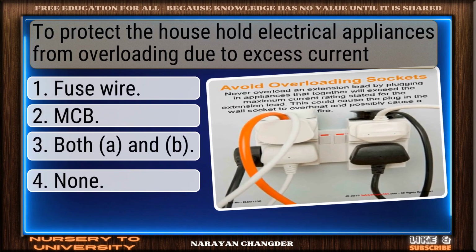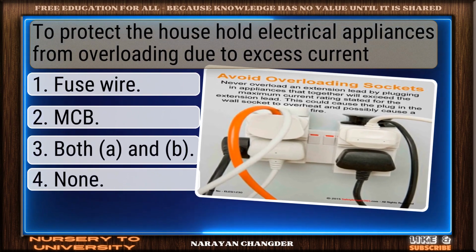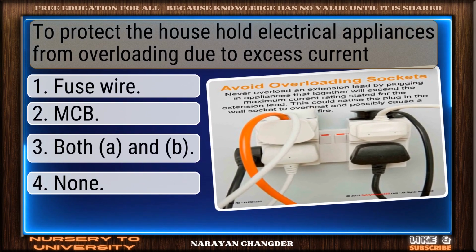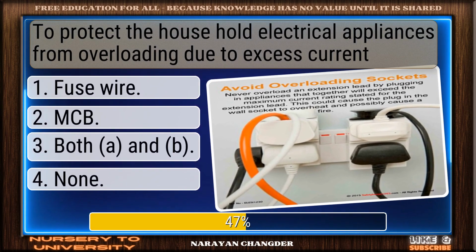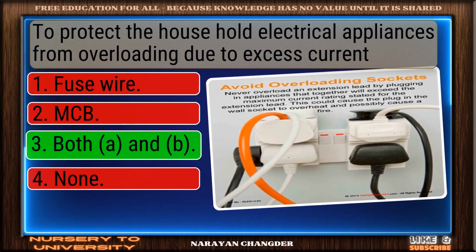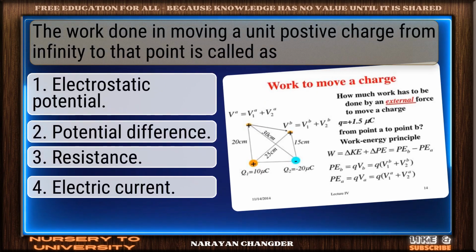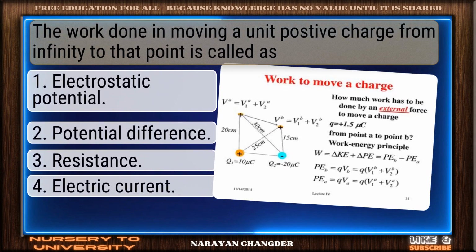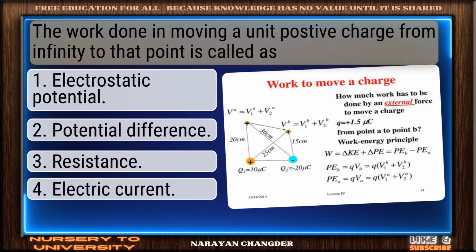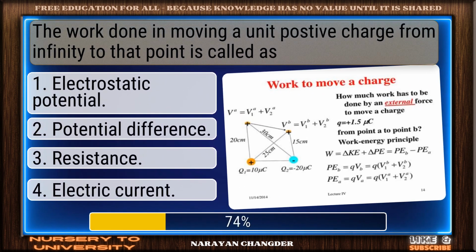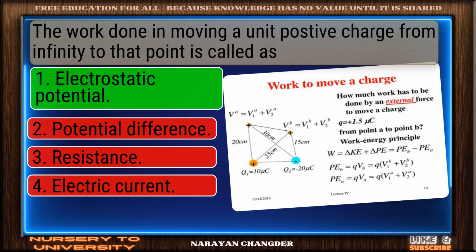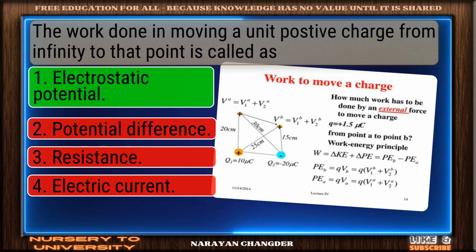To protect the house, hold electrical appliances from overloading due to excess current. Nice selection. Both ends is correct. The work done in moving a unit positive charge from infinity to that point is called as... Sharp thinking. Electrostatic potential is right.